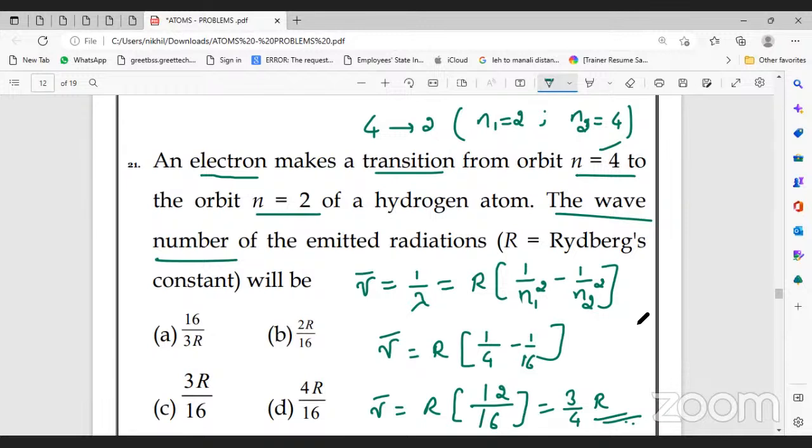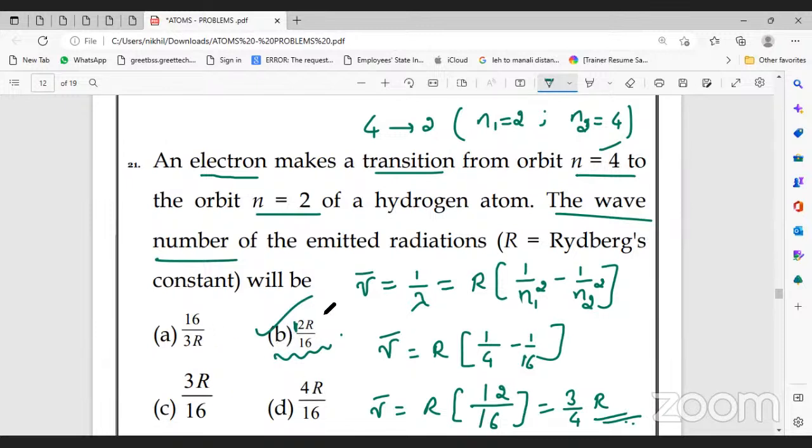So you do one thing. You can go with option B. It is not 2 by R. It is 12 R by 16. So option B is the right answer. 12 R by 16 can also be taken as 3 by 4 R. But 3 by 4 R is not there.